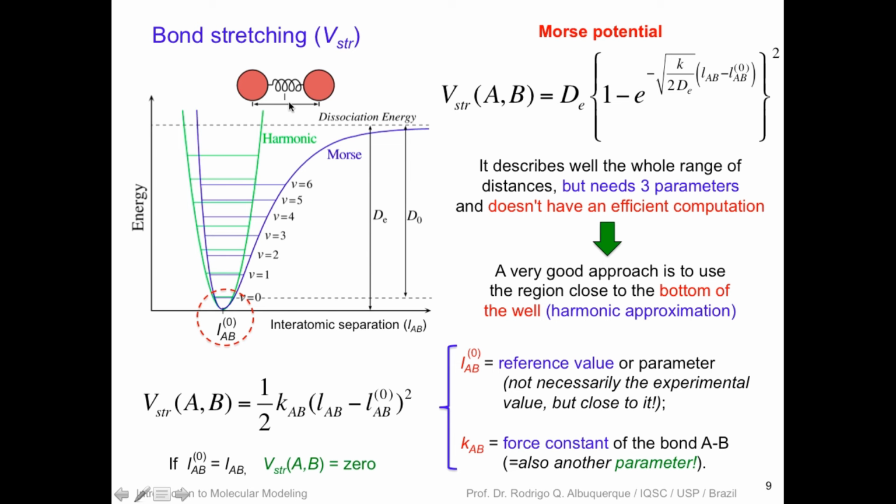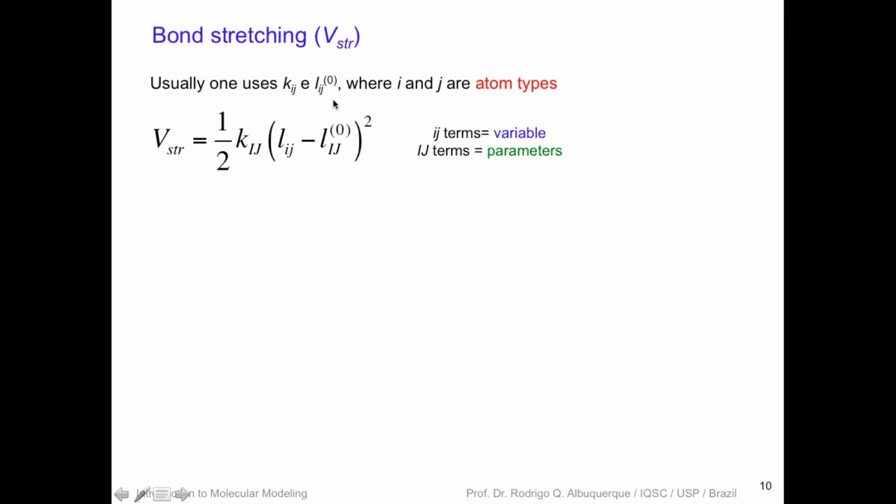As soon as the bond distance changes a bit, whether smaller or larger than L0, this term exists and is positive. Positive means the energy is higher, and the situation is less stable. A highly stable situation would be found when the bond distance is very close to the reference value. Usually one uses K and L0, the two parameters of this stretching potential, associated with atom types. So I and J, actually these should be capitalized, capital I and J, are atom types.